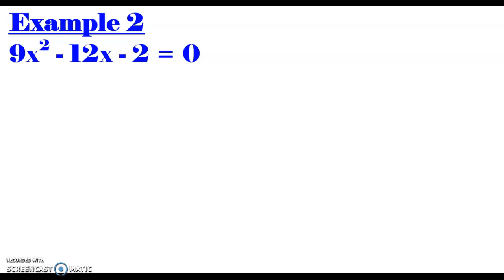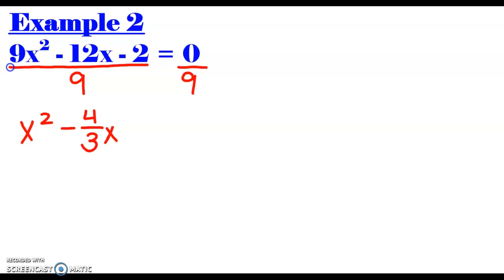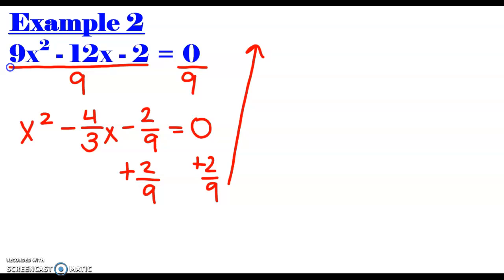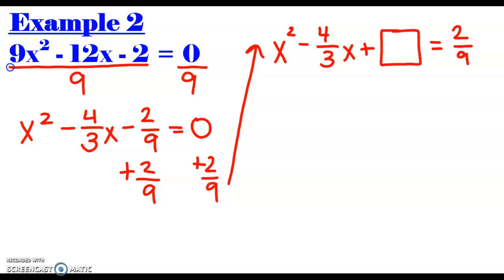So a still has to be 1. That 9 is not working for me. To get rid of that, I would divide everything by 9. And you can see this one is not going to be so pretty. Because now I have x squared minus 12 over 9, which would reduce to 4/3 x, minus 2 over 9 equals 0. So we could get the 2/9 out of the way. So we've got x squared minus 4/3 x plus, save a seat for magical c, equals 2/9.